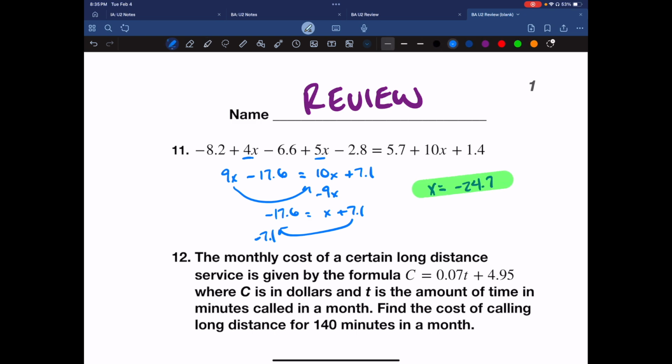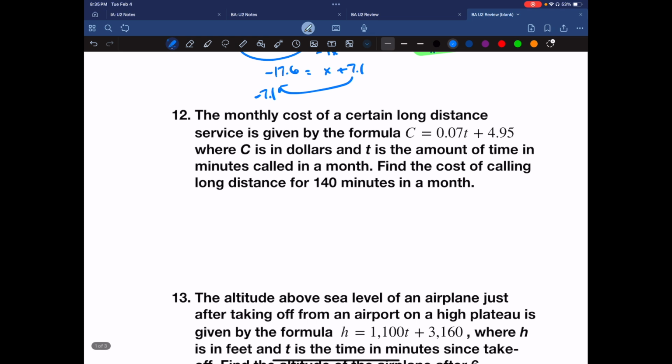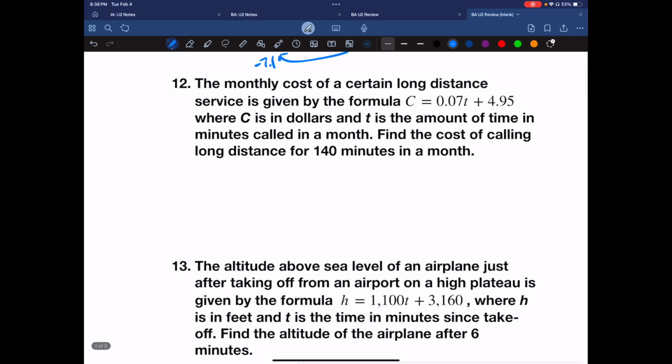Okay. Now, the monthly cost of a certain long distance service is given by this formula, where C is in dollars and T is the amount of time in minutes called in a month. Find the cost of calling long distance for 140 minutes. Because we're talking about 140 minutes, I'm plugging in for T. And so I'm going to do C equals 0.07 times open parentheses 140, close parentheses plus 4.95. And you could do this in pieces or in part. If you're using a calculator, I would just do the whole thing, plug it in as it looks, and hit enter. And that's going to be 14.75.